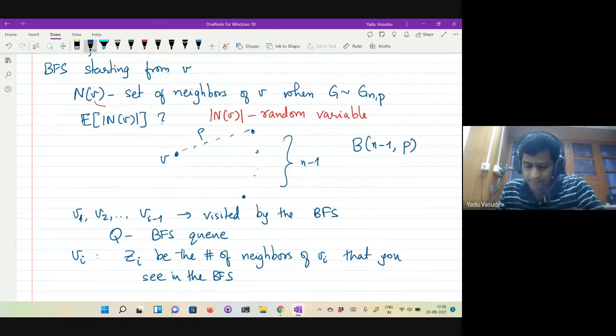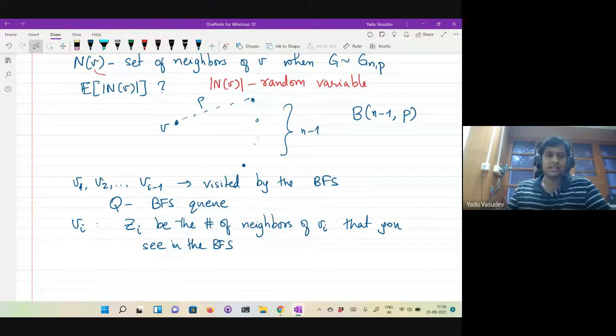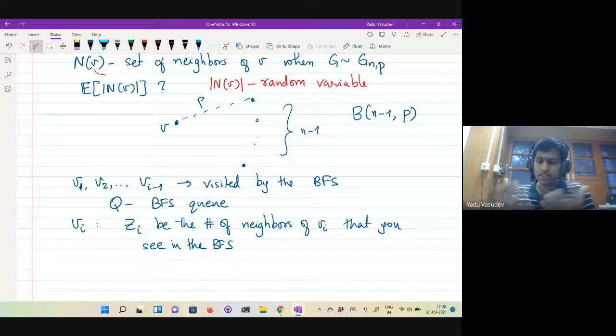Now the question is, we need to look at how many neighbors you're seeing, because counting these neighbors is what is going to give us the size of the connected component. But notice that to understand Zi is fairly difficult. Zi depends not just on which level of the BFS you're at, but on how many neighbors of Vi you have already seen. It very much depends on the structure of the graph. If I don't tell you anything about the graph, it's very difficult to exactly say what Zi is going to be.